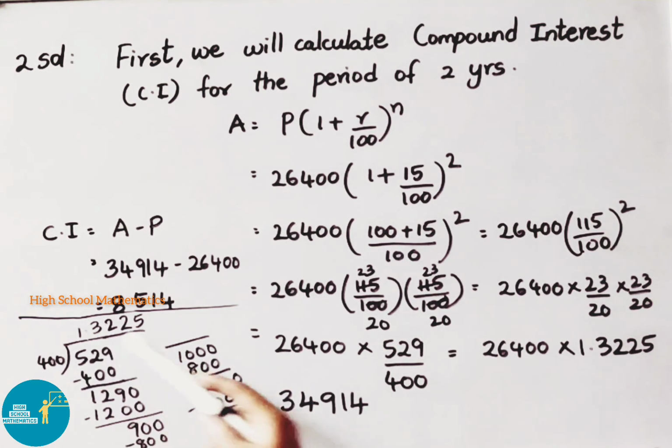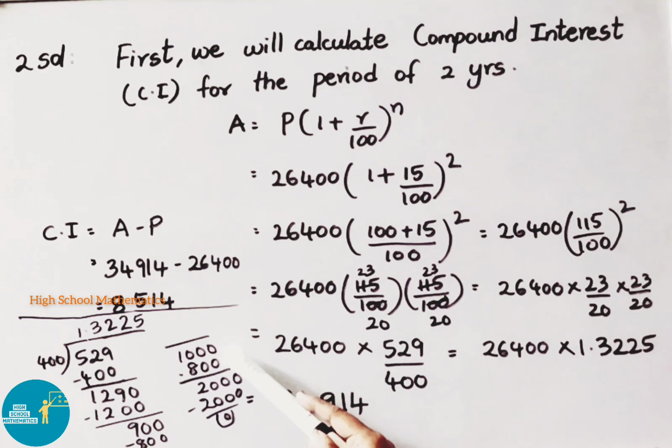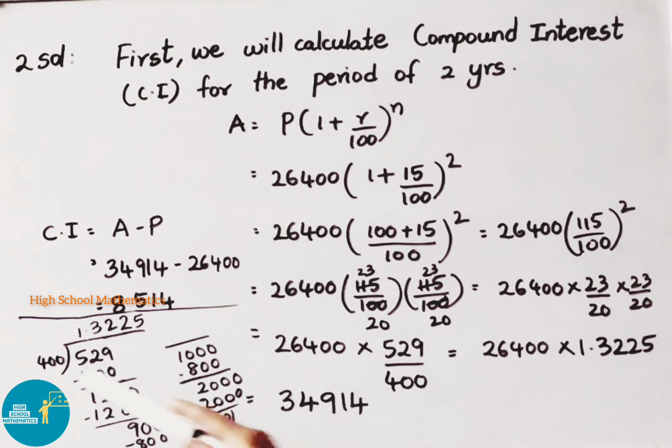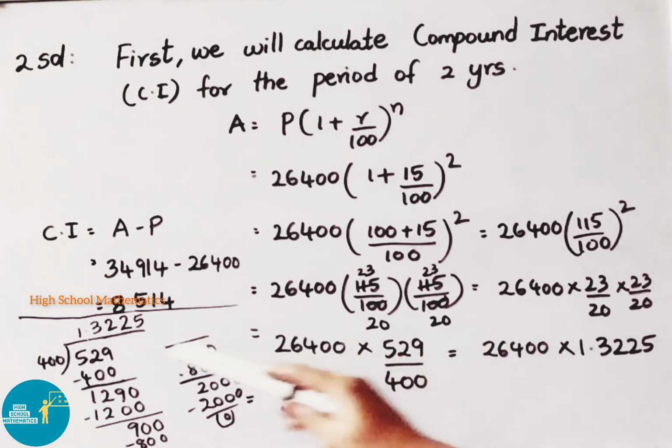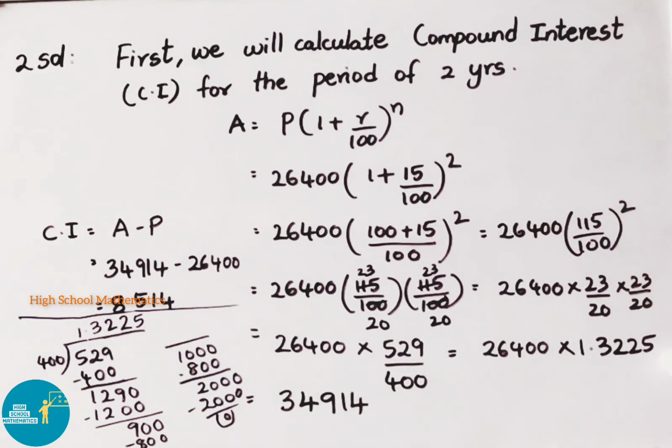Since decimal is there, we add one more 0. Now the number is 1000. 400 table 2 times is 800. So 1000 minus 800 we get remainder 200. Again this 200 is less than 400. Since the decimal is there, we add one more 0. Now the number is 2000. 400 table 5 times is 2000. On subtracting both we get remainder 0. Therefore 26,400 into the division value we got, 1.3225. Now we have to multiply these both.